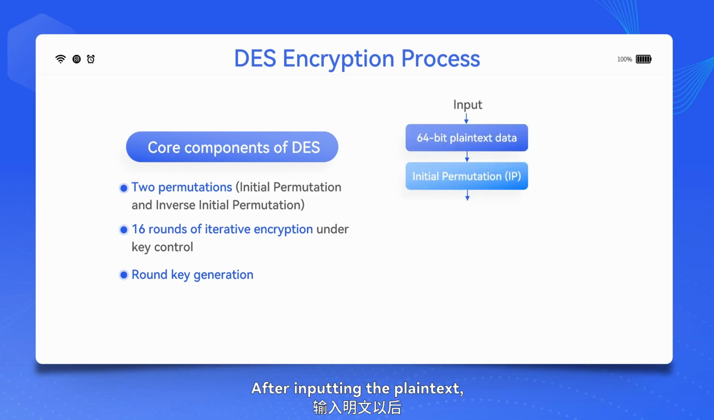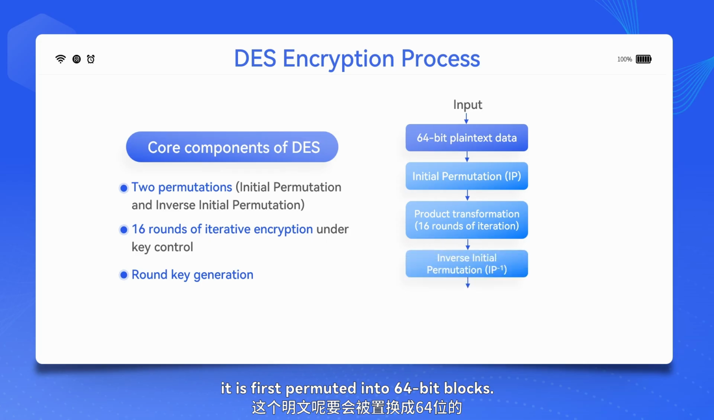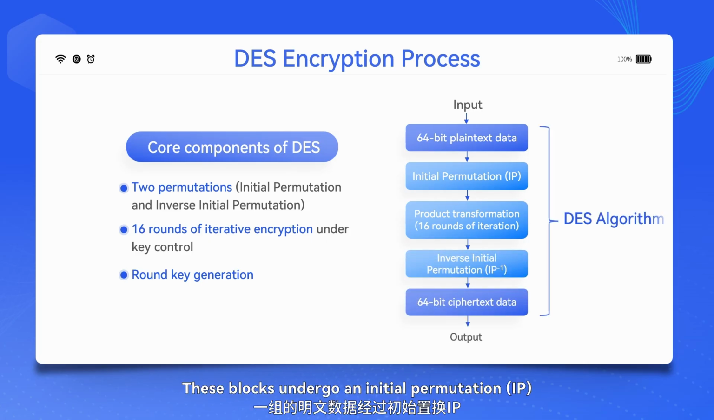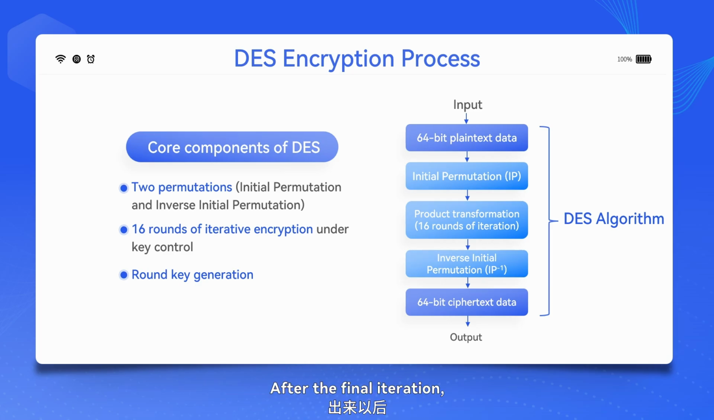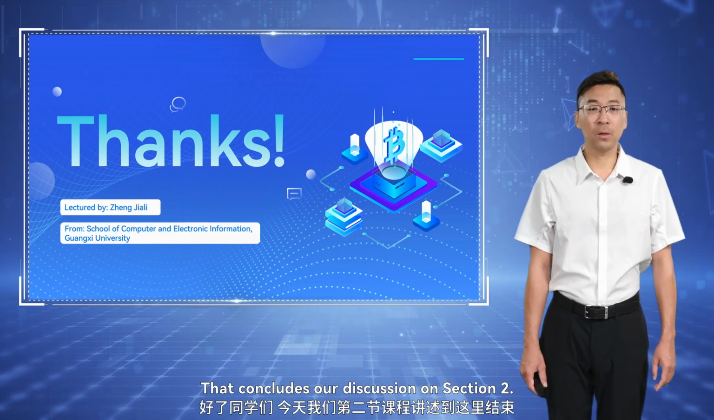After inputting the plaintext, it is first permuted into 64-bit blocks. These blocks undergo an initial permutation, IP, and then a series of hierarchical transformations, which involve 16 rounds of iteration. After the final iteration, the data is subjected to an inverse initial permutation at the receiving end to produce the 64-bit ciphertext, which is then output. So, at its core, DES still uses the 56-bit key to encrypt 64-bit plaintext. That concludes our discussion on Section 2.